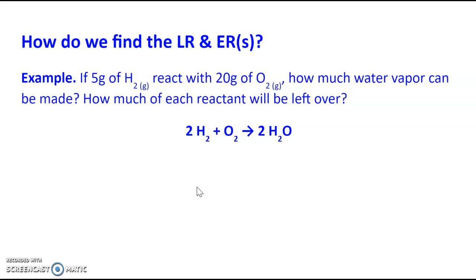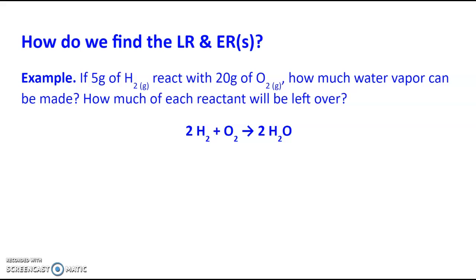So we'll work through a little example to figure out the limiting reactant and the excess reactant. Sometimes there will be more than one excess reactant. And then how much water we can make and how much will be left over. So if we react 5 grams of H2 and 20 grams of O2, we can make some water.